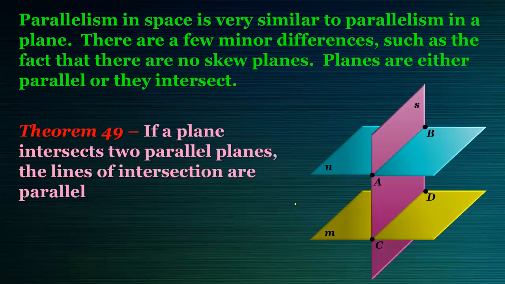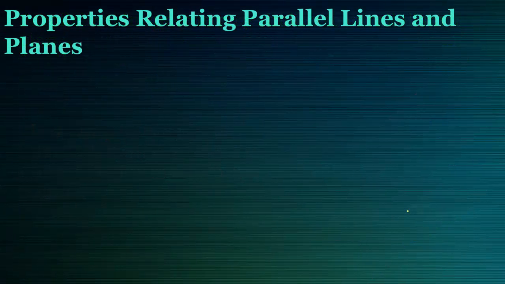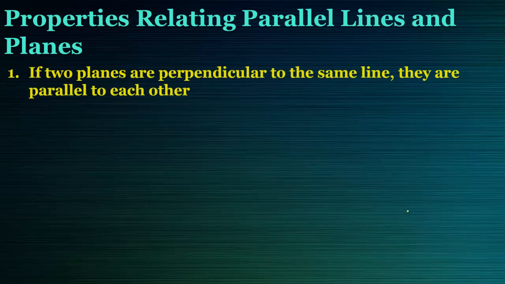So, for example, Theorem 49 states that if a plane intersects two parallel planes, the lines of intersection are parallel. So we're talking about the lines created by their intersection, such as these right here. So that line and that line. These lines would be parallel, the lines of intersection created by that. So that's important. Also important are the following properties relating to parallel lines and planes. First, two planes perpendicular to the same line are parallel to each other, and you can use all of these in proofs.